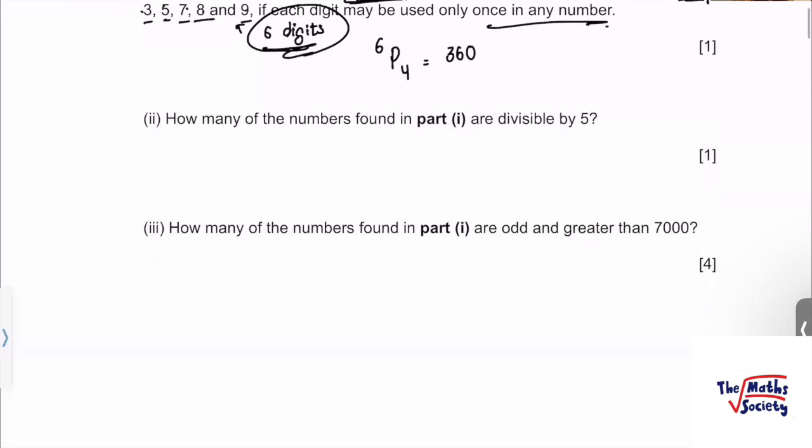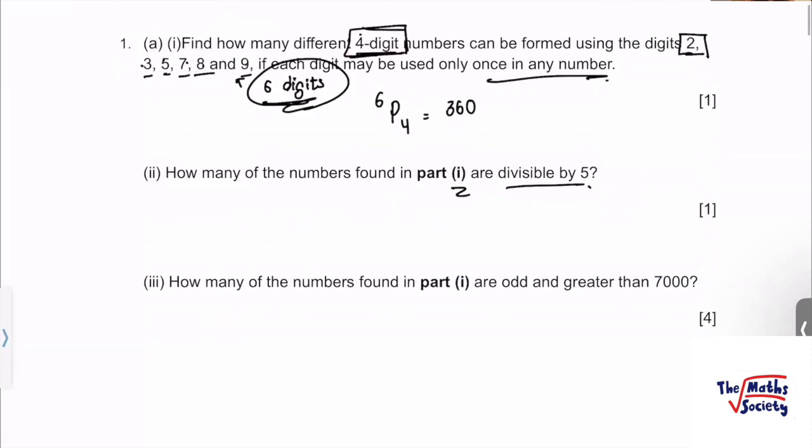And for part 2, it says, how many of the numbers found in part 1 are divisible by 5? So we have 2, 3, 5, 7, 8, and 9. We know that only 5 is going to be divisible by 5. So we can only have four-digit numbers, yeah? 1, 2, 3, 4. And at the end, it has to be 5 because it has to be divisible by 5. So for the first 3 places, you can have any numbers, but 5 is not included. So you have a total of 5, and then for the 3 places, you choose 3 numbers, which is going to be 5P3.